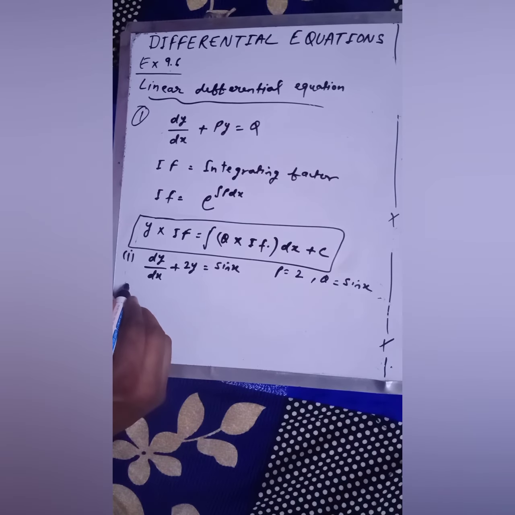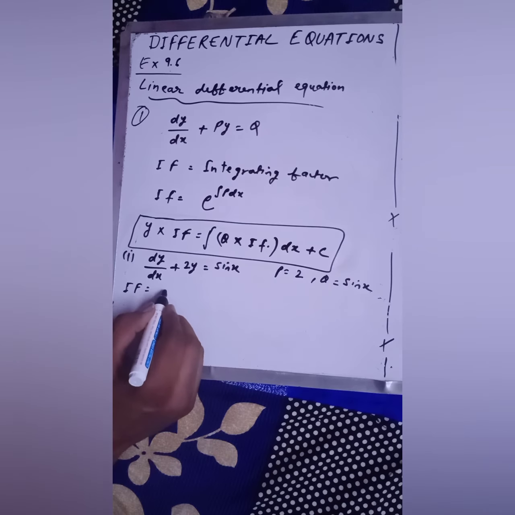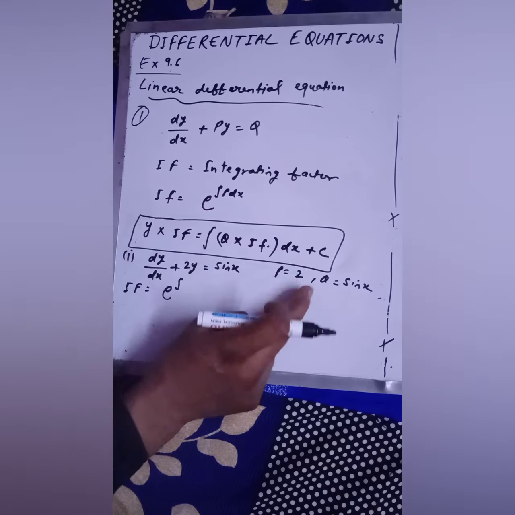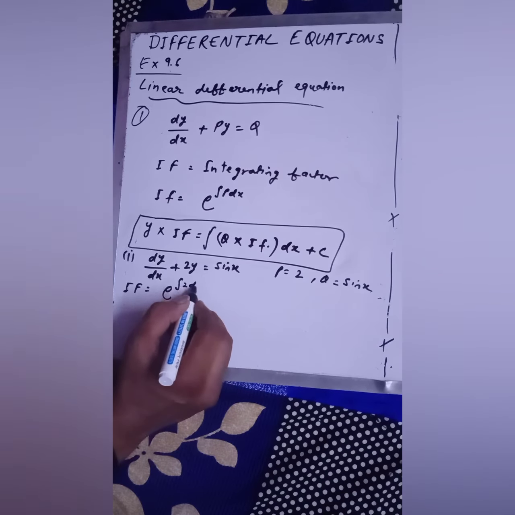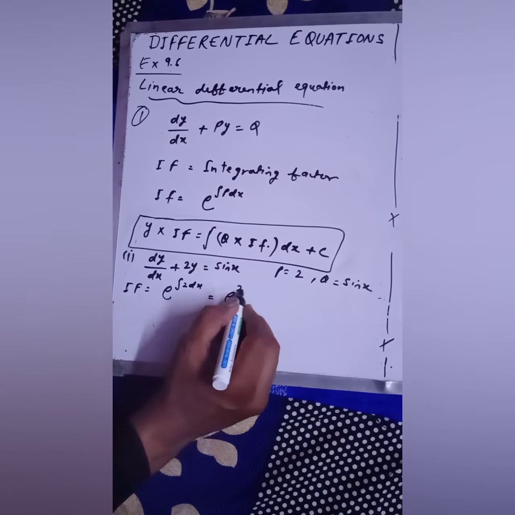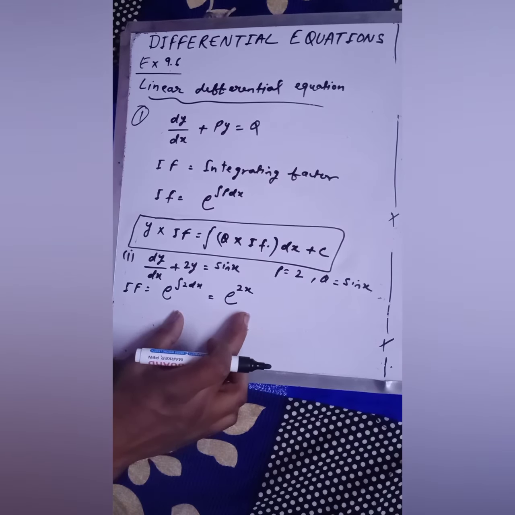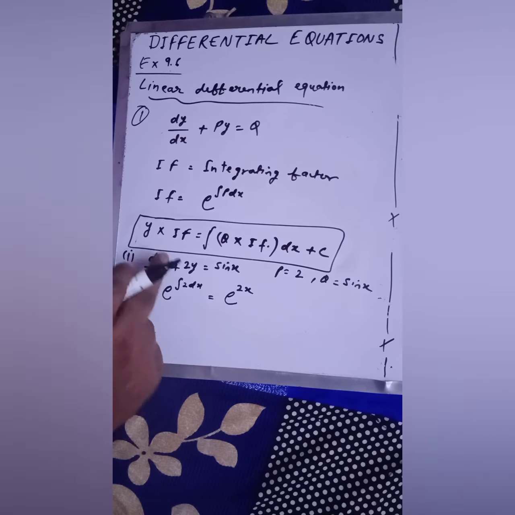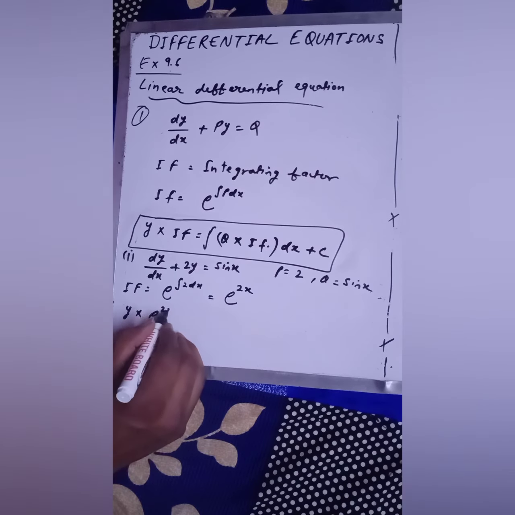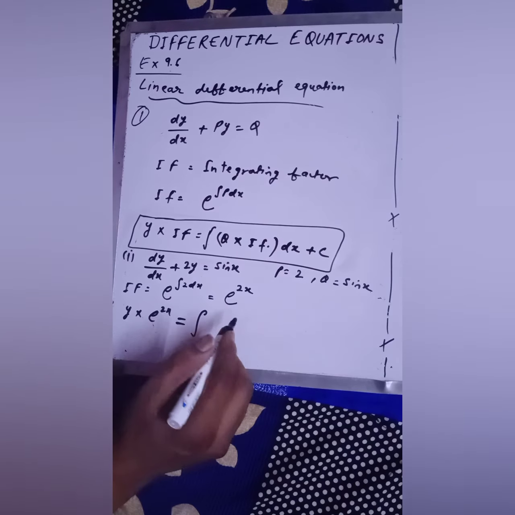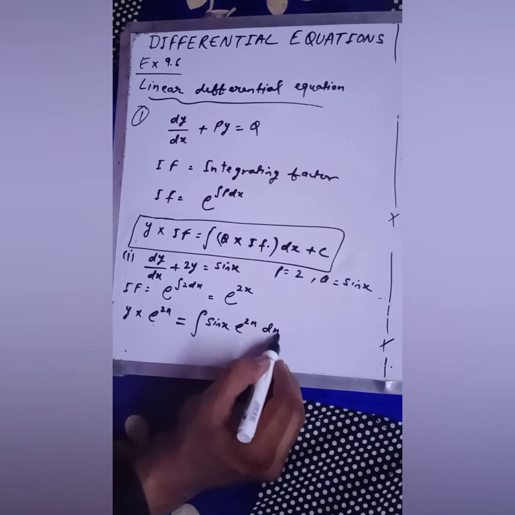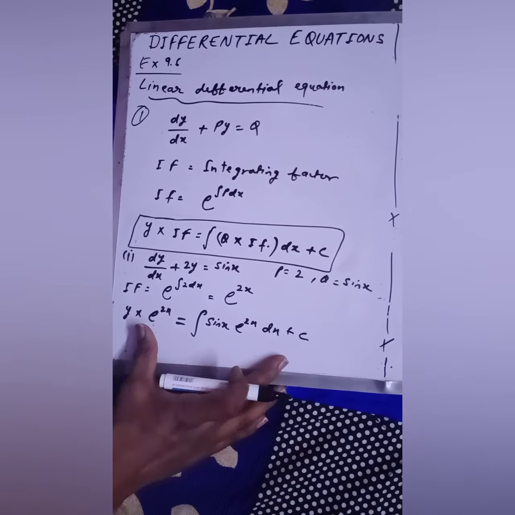First of all we have to find out IF. So your IF would be e raised to power integration p dx. Your p is 2, so 2 dx you have to write. So this would be e raised to power 2x. So this is your IF. And this is the general formula, that is y into IF. Your IF is e raised to power 2x, that is equal to integration q, your q is sine x, and your IF is e raised to power 2x into dx plus c. So this is the general solution.